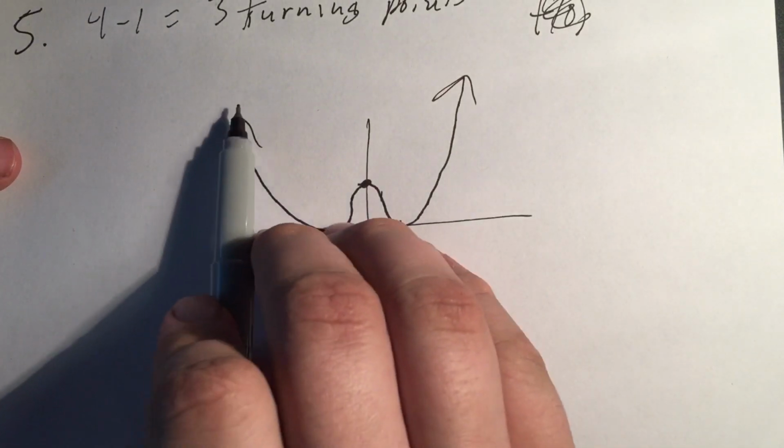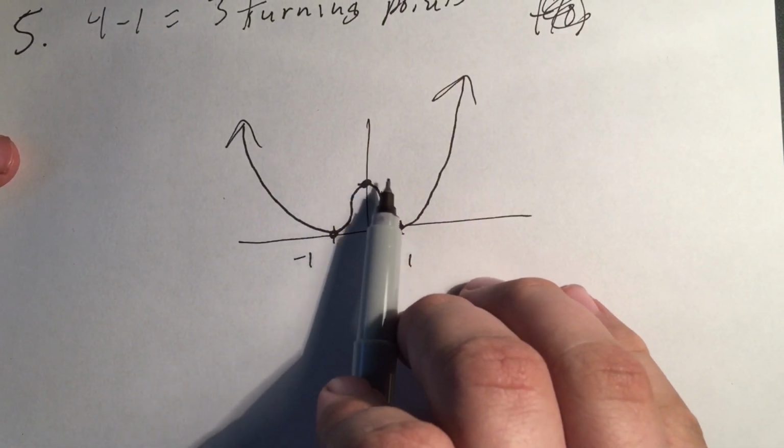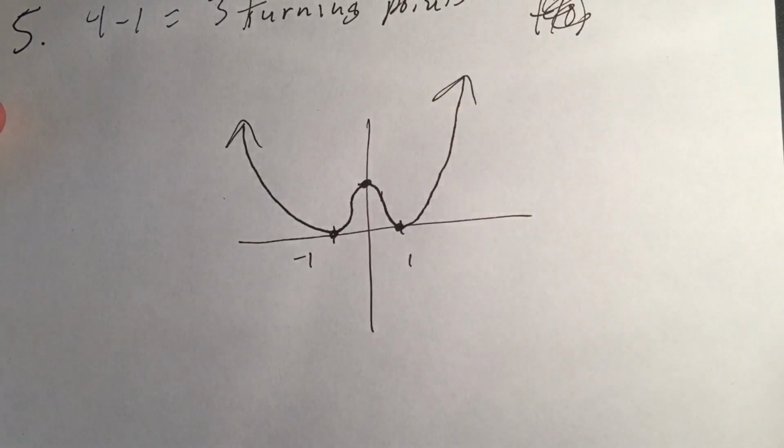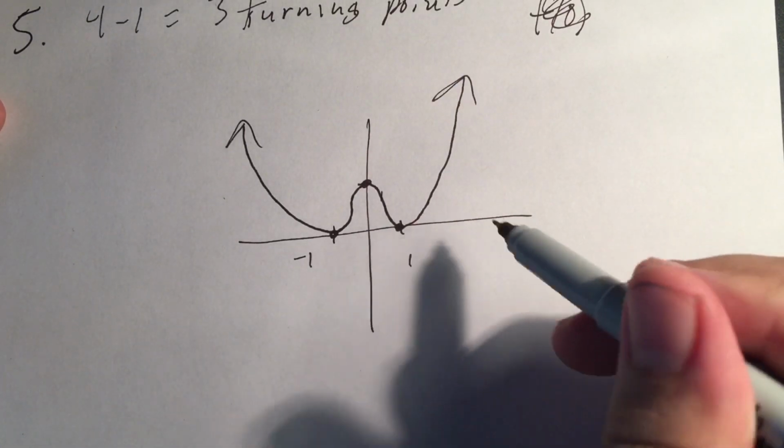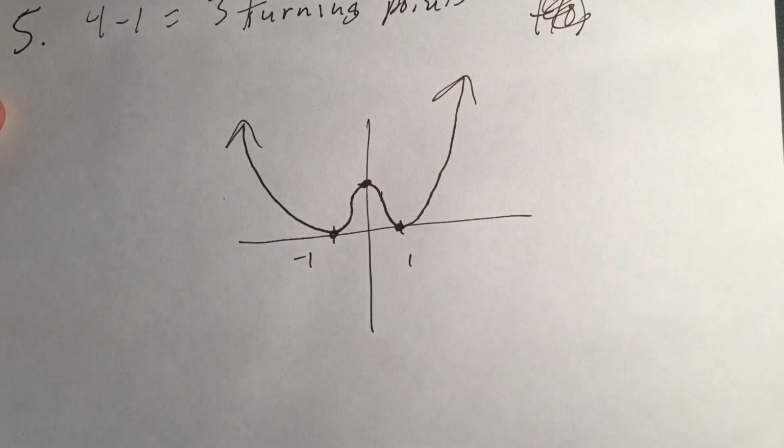Where it's going to look like a W. It's going to be coming down, touch, go up, touch, come down, go back up. And this is what our graph would look like. It'd be something like this. And that's it. That's how far we go.